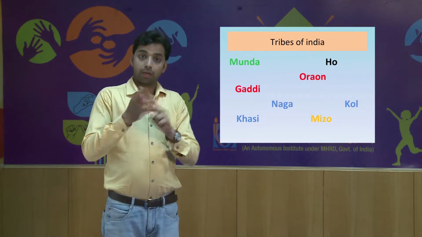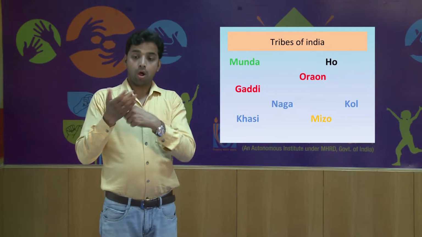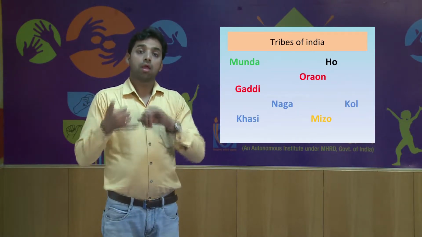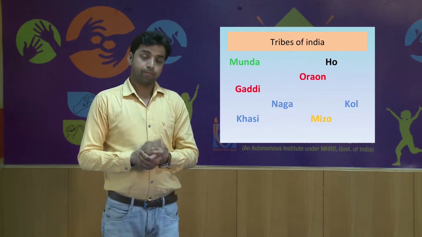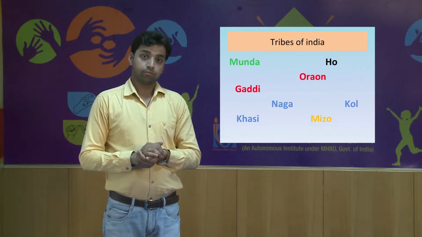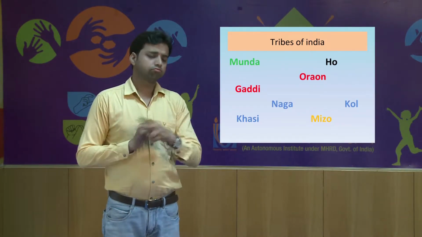Few important tribes of India are Munda, Ho, Oron, Gaddi, Santhal, Kol, Khasi, Mizo, Naga, etc. These tribes live in different parts of the country and have their own customs and practices. All these tribes have been combined under the name Scheduled Tribe in India.